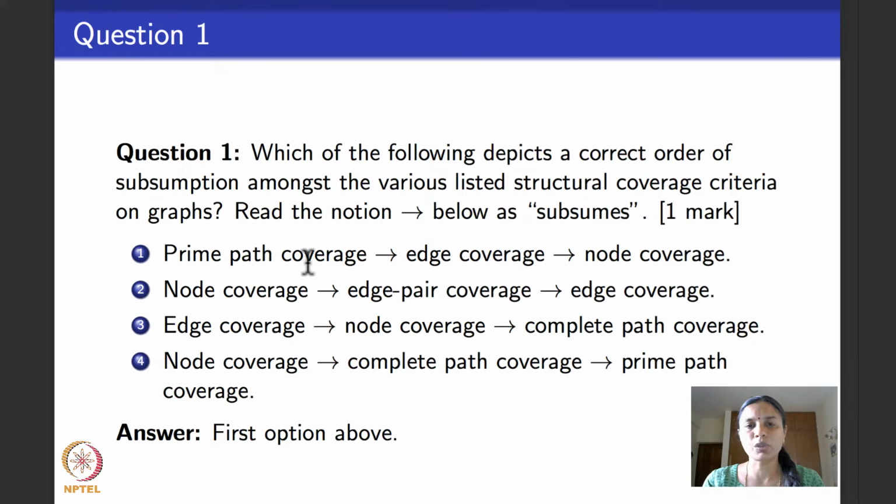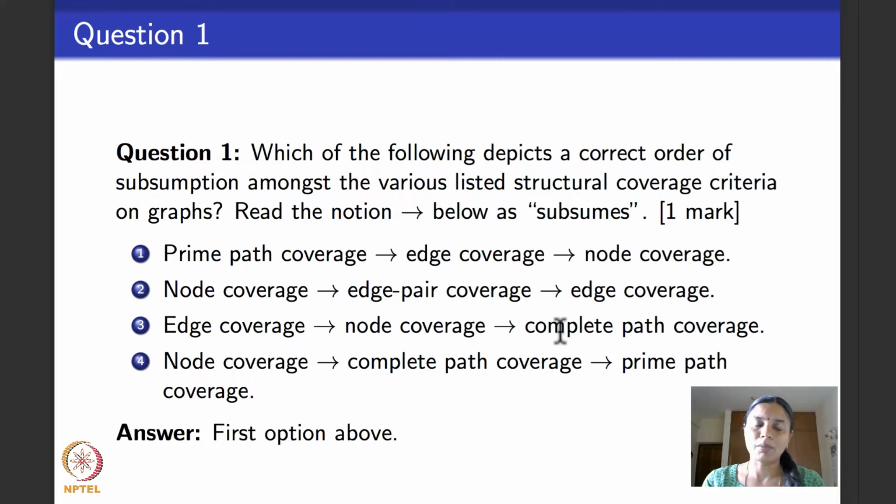So how do I read the first option? Your answer is to choose one of these options, the correct option. You read it as prime path coverage subsumes edge coverage, which in turn subsumes node coverage. Similarly, the second one would be node coverage subsumes edge pair coverage, which in turn subsumes edge coverage, and so on. So the correct choice for this question happens to be the first answer. Prime path coverage does subsume edge coverage, which in turn subsumes node coverage.